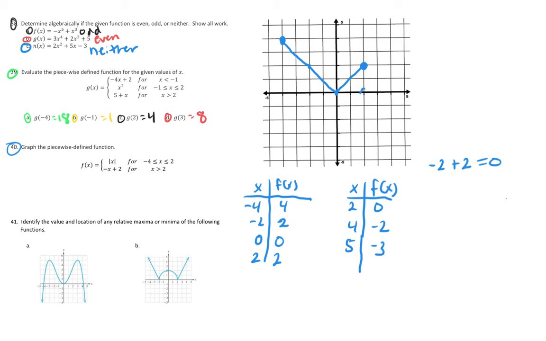So there will be an open hole here, then 4, negative 2, 5, negative 3, and it's greater than 2, so we have an arrow that goes off to infinity.